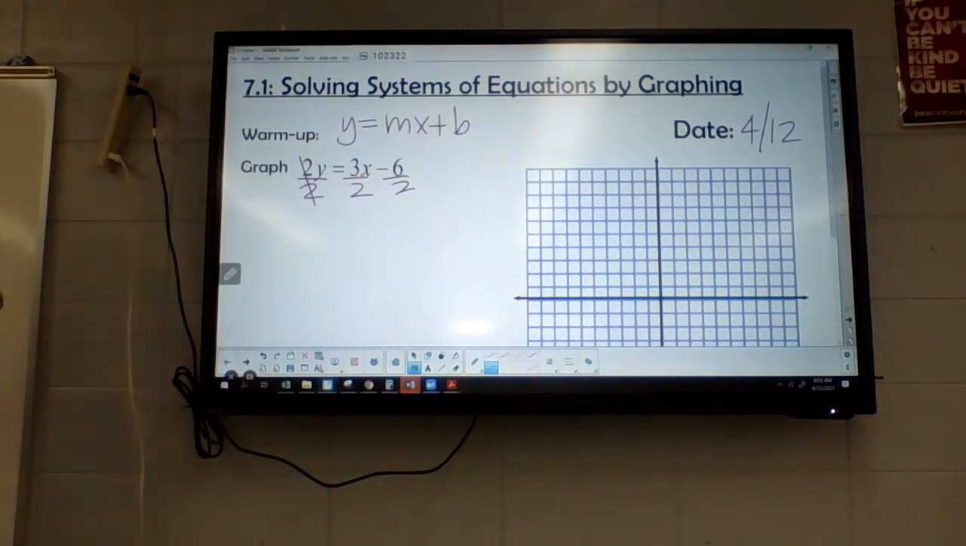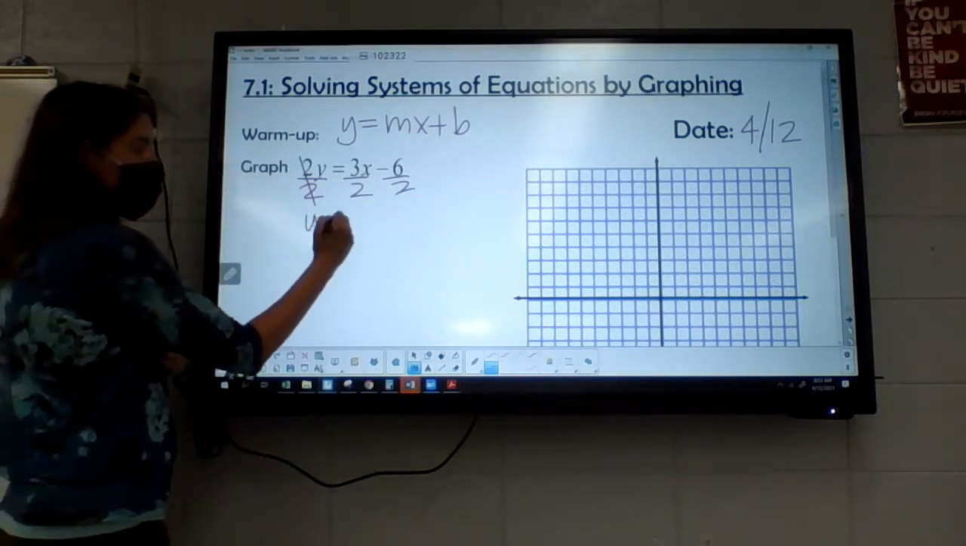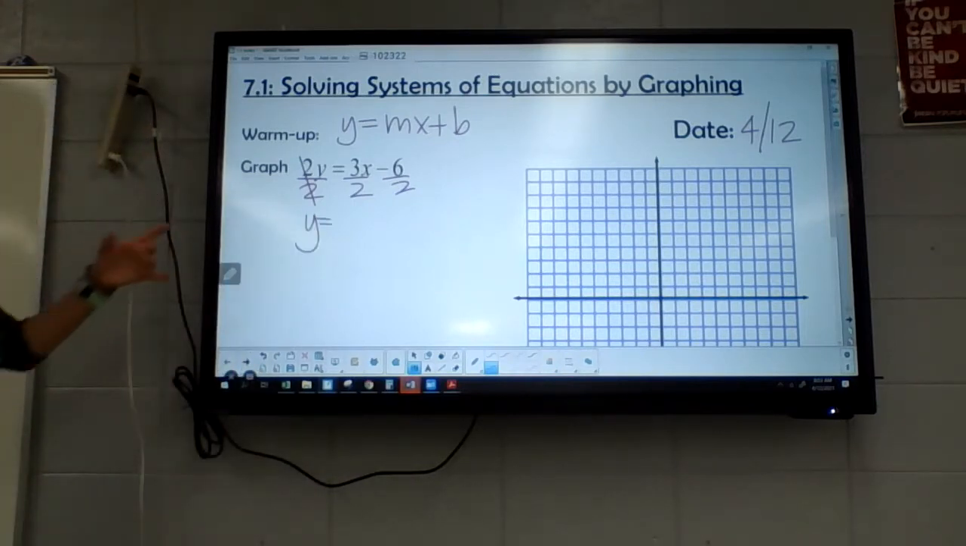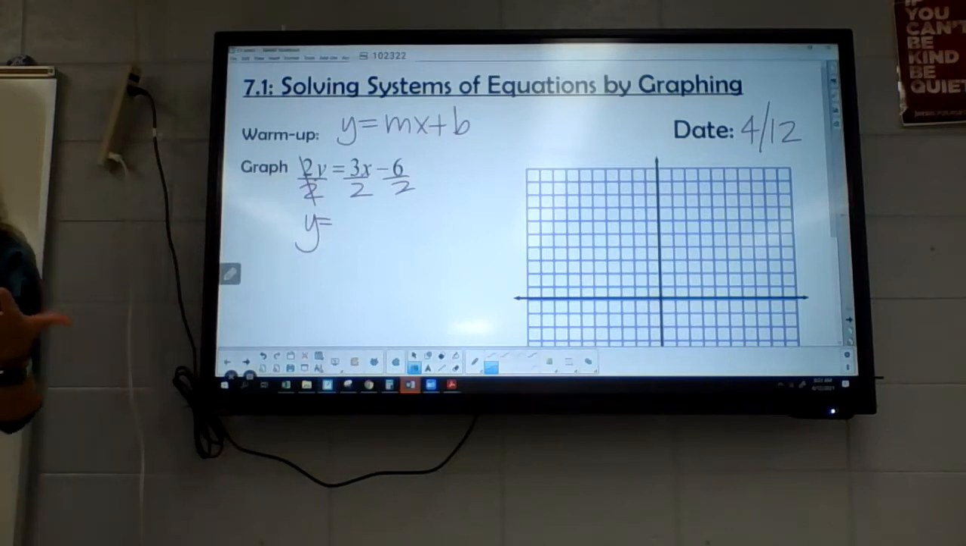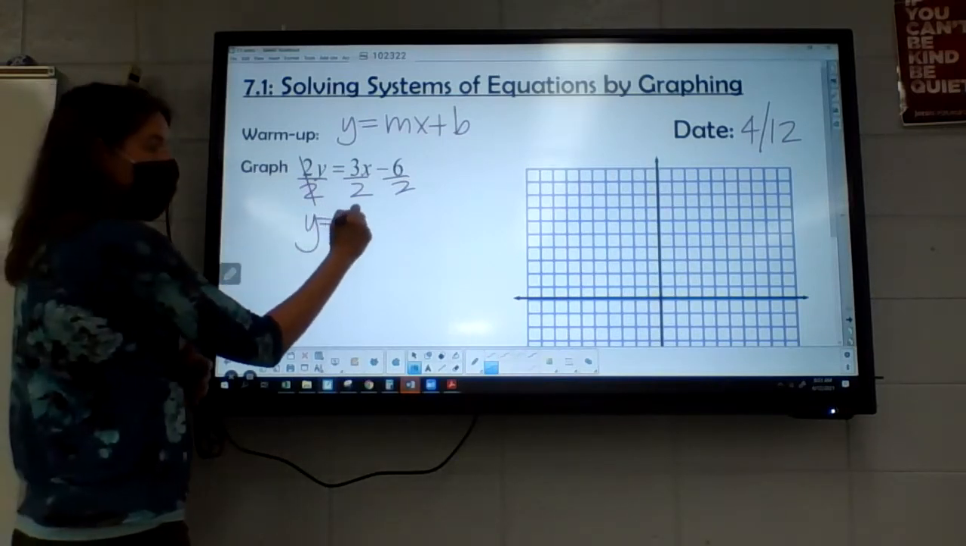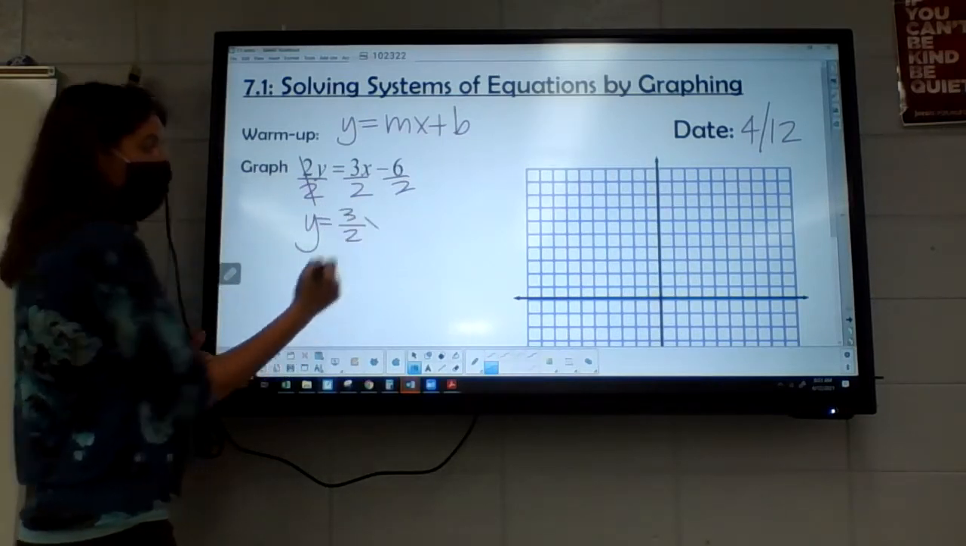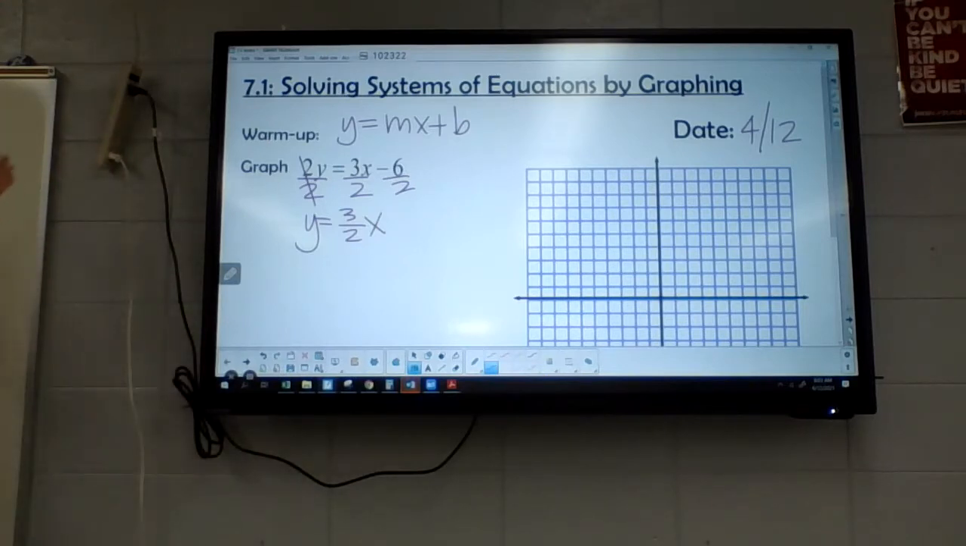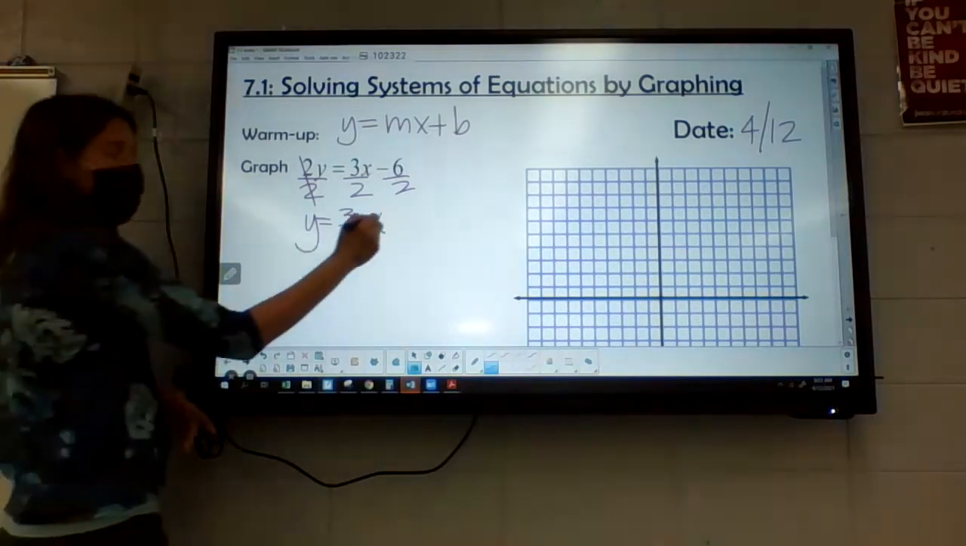Now, I would not suggest putting this into your calculator or figuring this out as a decimal. I would leave it as a fraction if it doesn't simplify. So 3x over 2, I'm going to leave it as 3 over 2 x. And I'll remind you guys of why we like that. And then I have a negative 6 over 2, which is just negative 3.